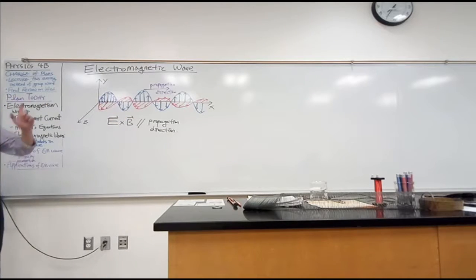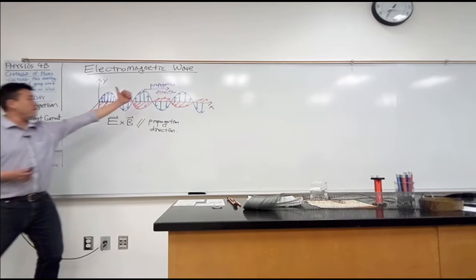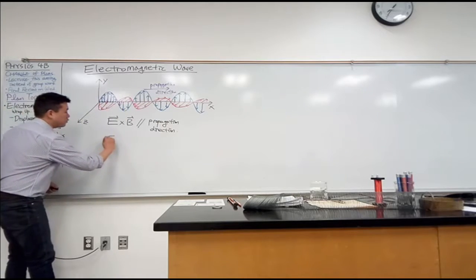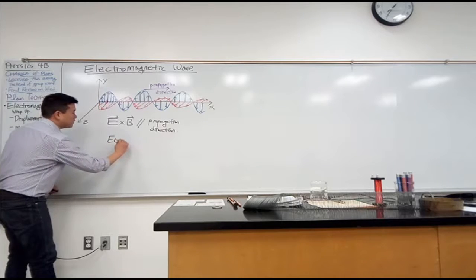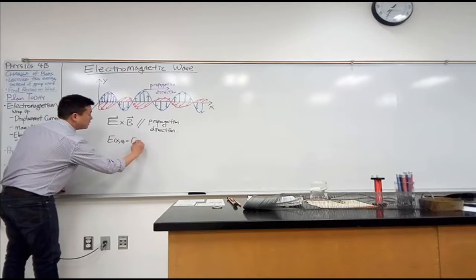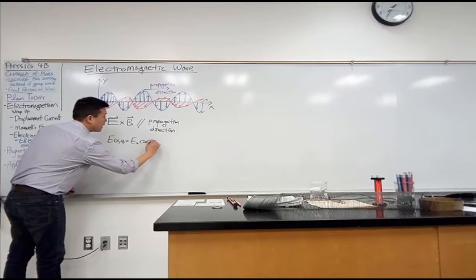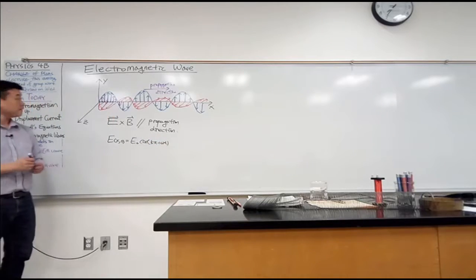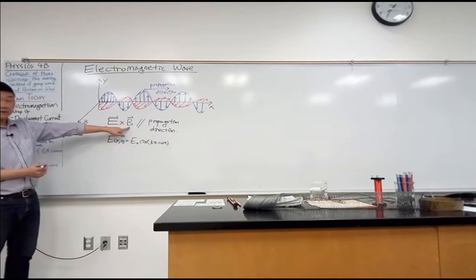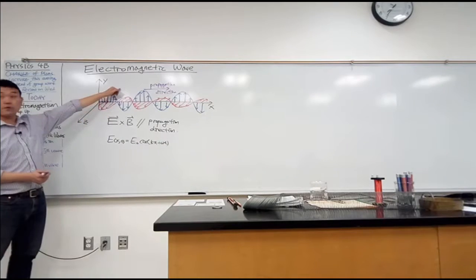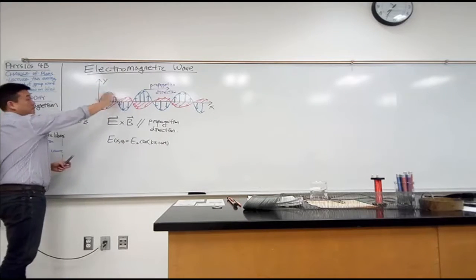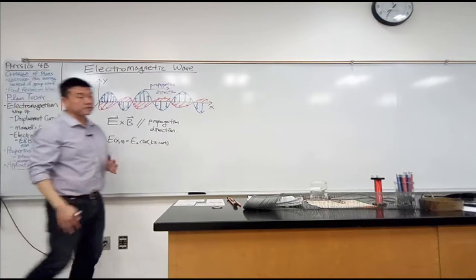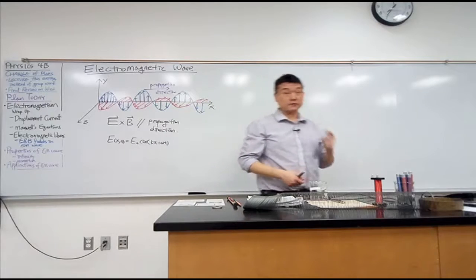And what you'll find is that if you want the wave to go the other way, as in your electric field as a function of position and time looks like E naught cosine of (kx plus omega t) instead of minus omega t, then you will find that your magnetic field actually points the other way, so that E cross B points in the minus x direction. This is something that's enforced by Maxwell's equations.